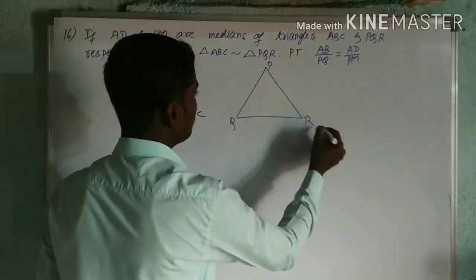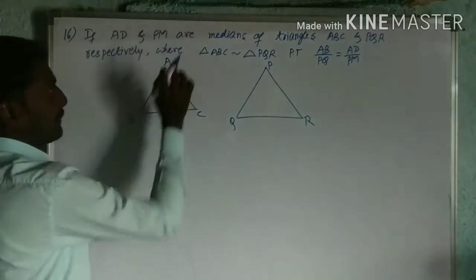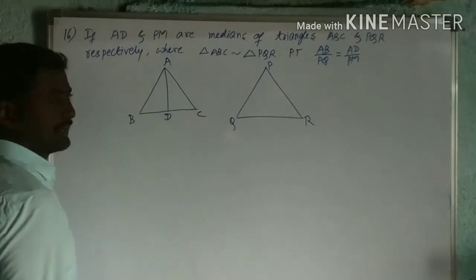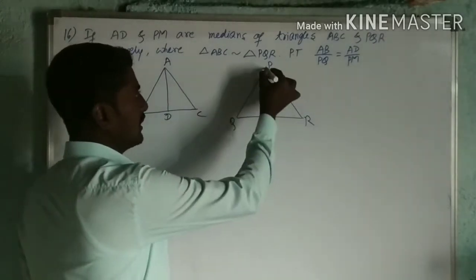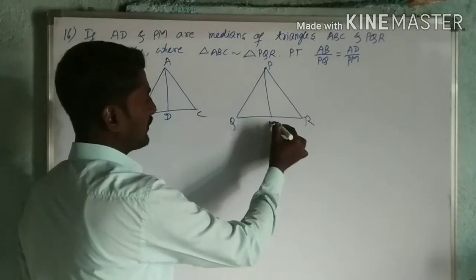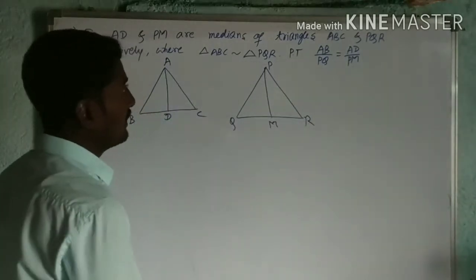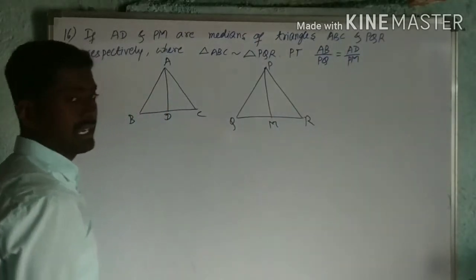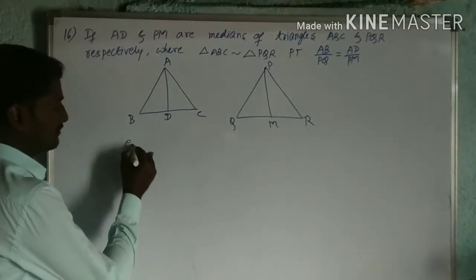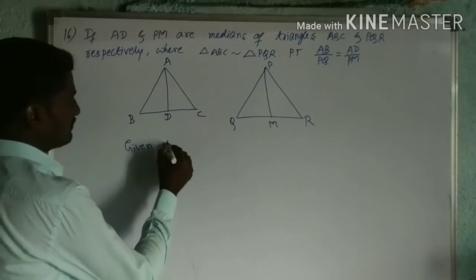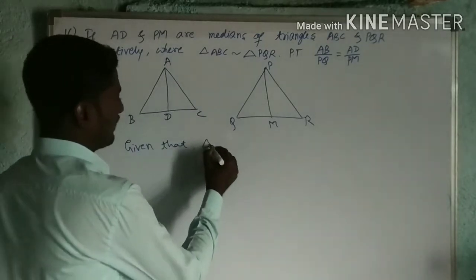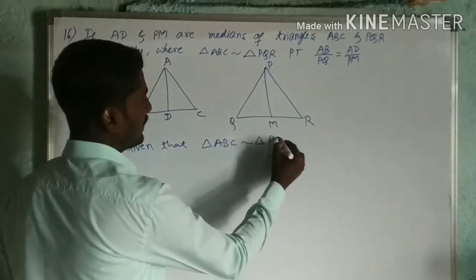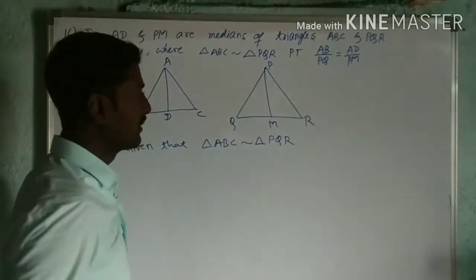PQR. Now AD and PM are the medians. AD is the median of triangle ABC. PM is the median of triangle PQR. Now they said that triangle ABC is similar to triangle PQR. Given that triangle ABC is similar to triangle PQR.